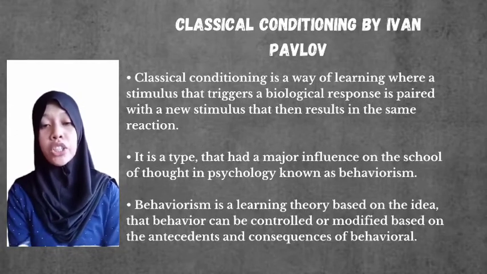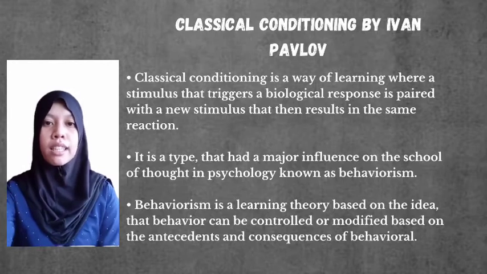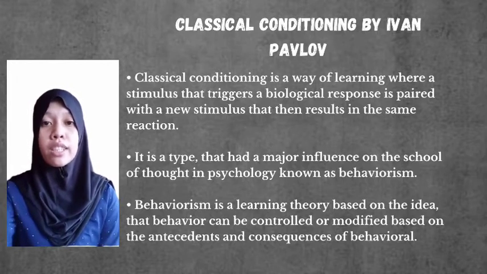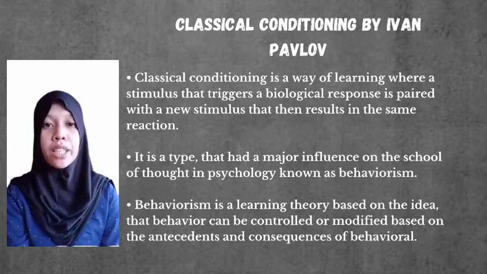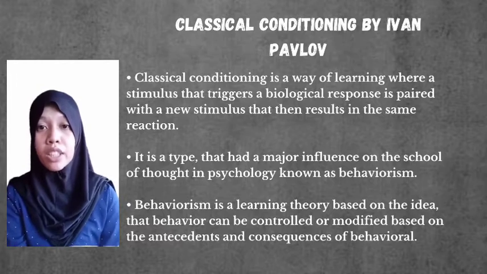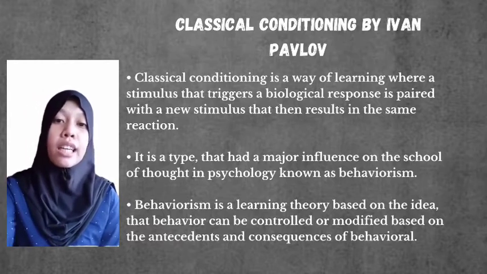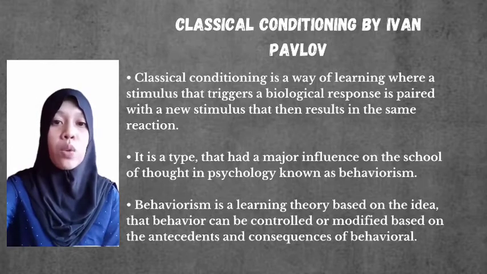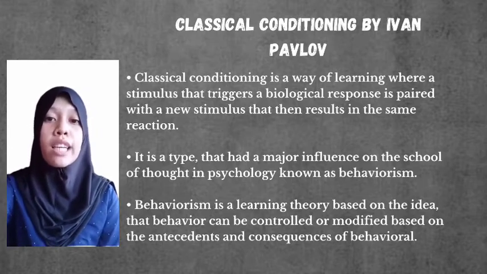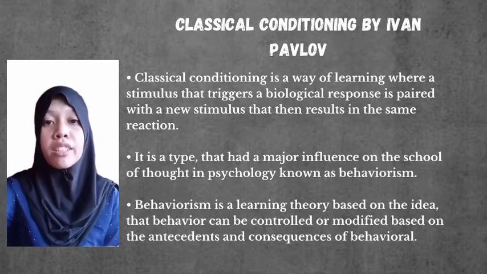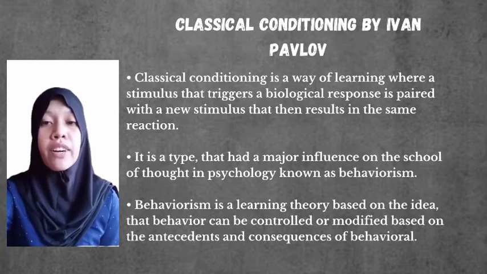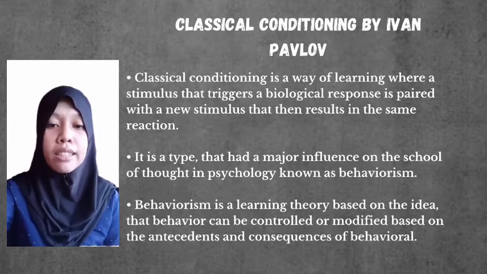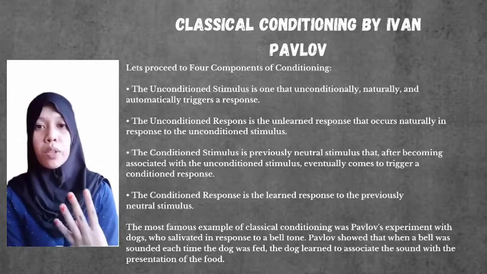The classical conditioning by Ivan Pavlov. Classical conditioning is a way of learning where a stimulus that triggers a biological response is paired with a new stimulus that then results in the same reaction. It is a type of learning that had a major influence on the school of thought in psychology known as behaviorism. Behaviorism is a learning theory based on the idea that behavior can be controlled or modified based on the antecedents and consequences of behavior. Let's now proceed to the four components of conditioning.